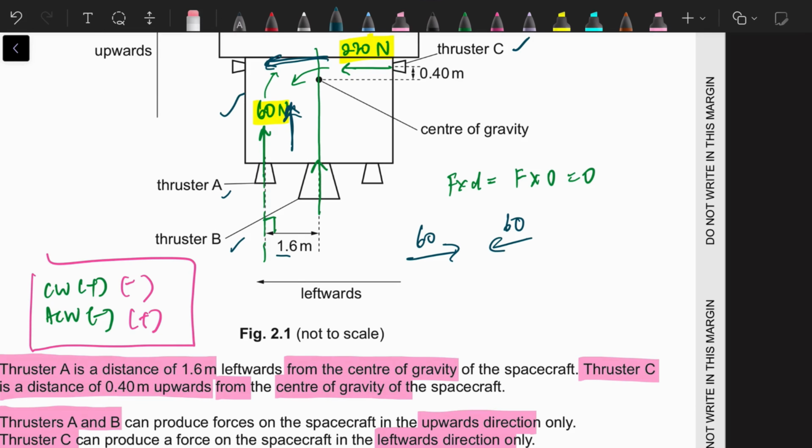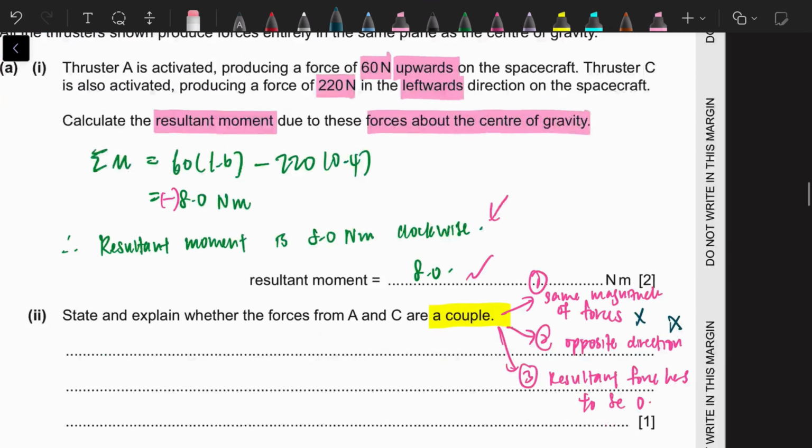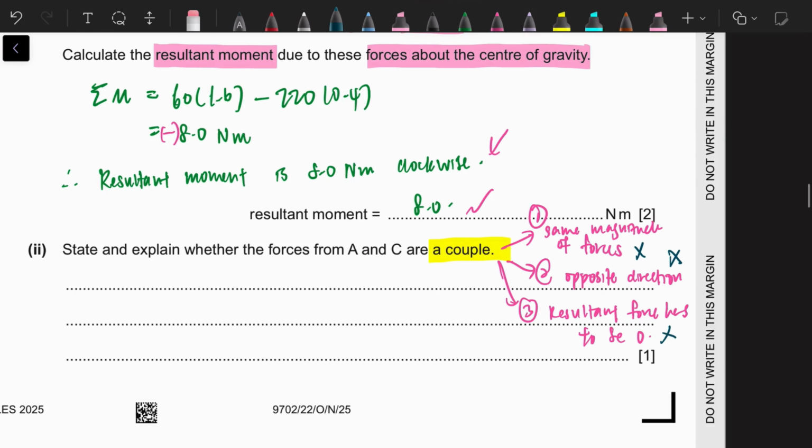But in this case, one is upward, one is to the left, and they are not even in opposite direction. They are also not forces with the same magnitude. Therefore, the resultant force is not 0. So it fails everything. Hence, is it a couple? No, it's not a couple. So you write, no.